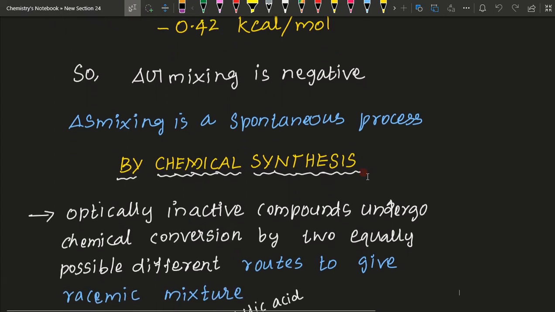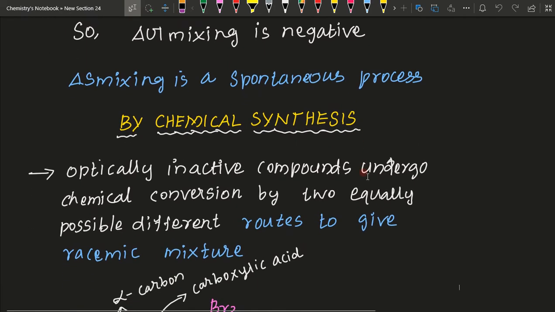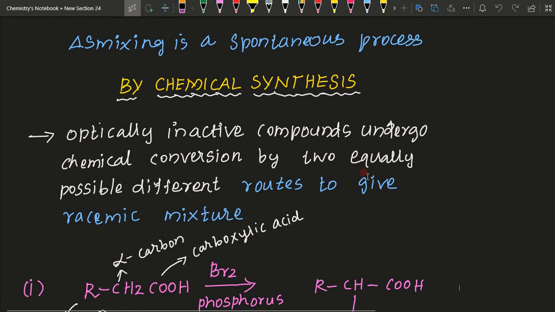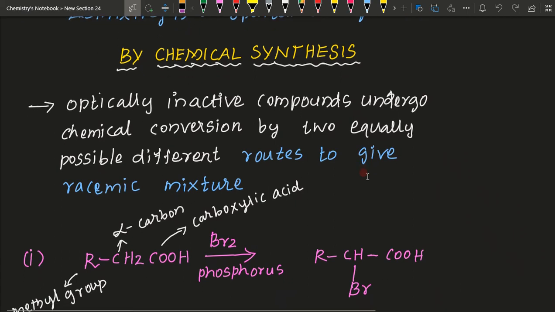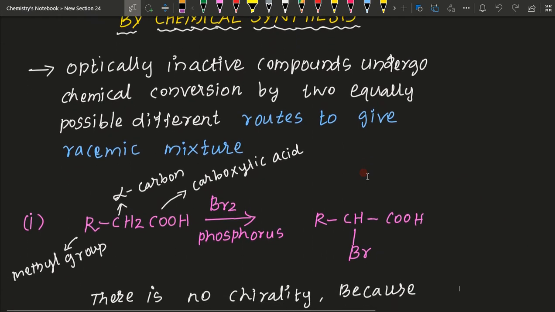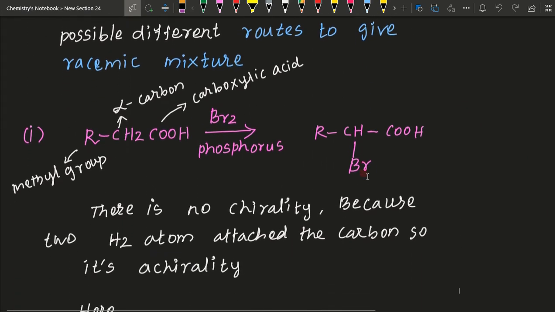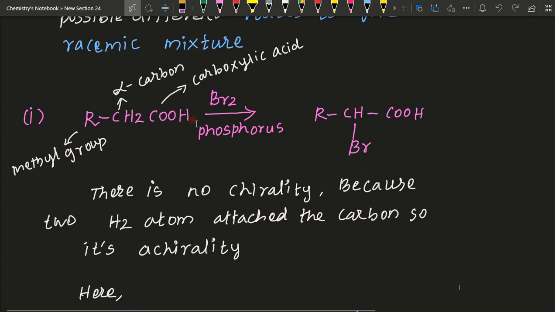Second one, by chemical synthesis. The optically inactive compounds undergo chemical conversion by two equally possible different routes to give a racemic mixture. For example, see example 1. The R denotes a methyl group, we know that. CH2COOH is a carboxylic acid. This is the alpha carbon.